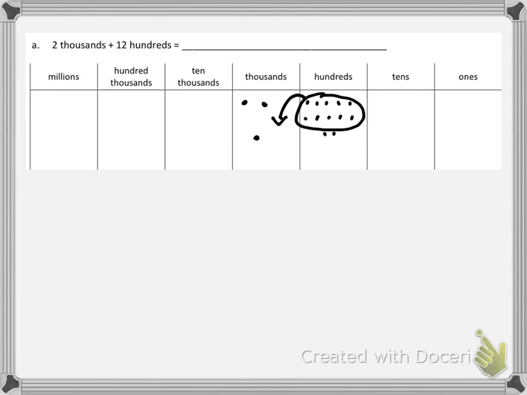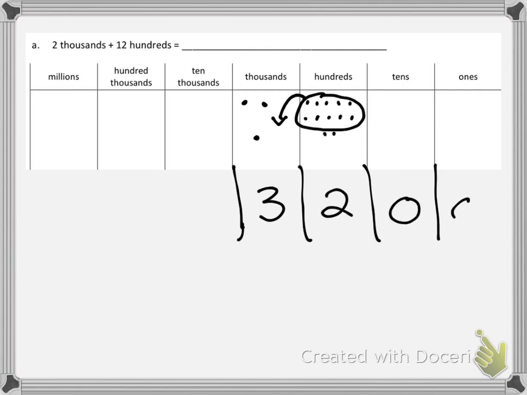So now if we wanted to put our number in standard form, what would that look like? Well, we have 3,000, we have 200s, and we do not have any tens or ones. So 2,000 plus 1,200s is equal to 3, 2, 0, 0. Let's be careful of our comma. 1, 2, 3, comma. So it's equal to 3,200.